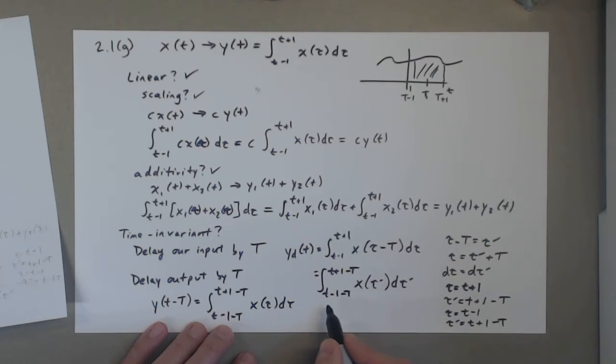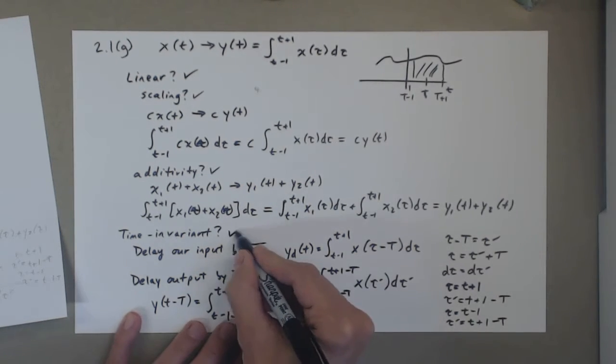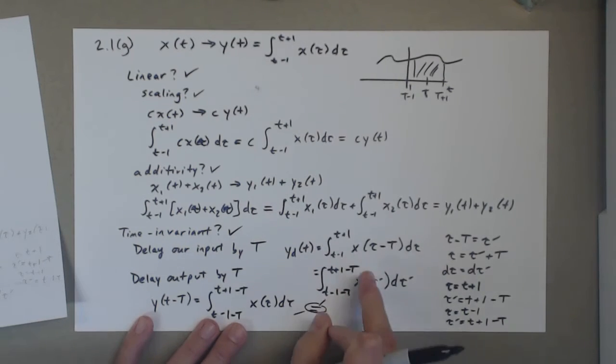So it's fine, and we've actually shown now that these two things are equal. So yes, it's time invariant. But the trick was to do this change of variables.